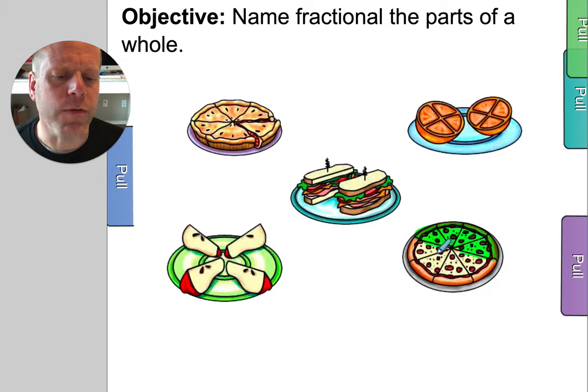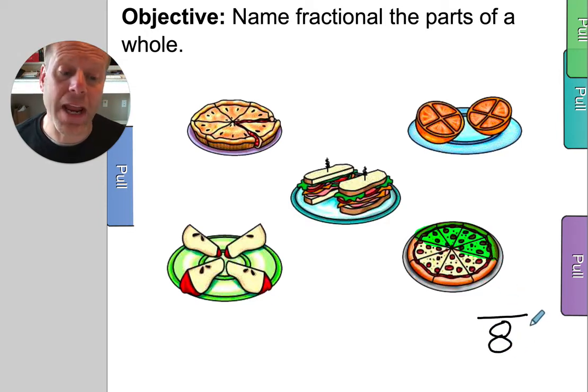1, 2, 3, 4, 5, 6, 7, 8. 8 total. So these are eighths. How many are green? 1, 2, 3, 4 of them are green. So this fraction would be 4 out of 8, or 4/8. Okay?